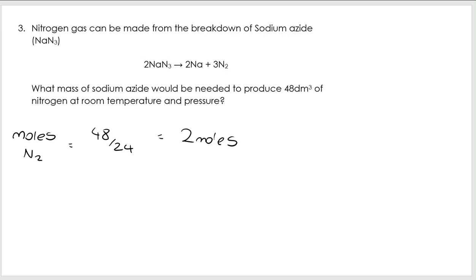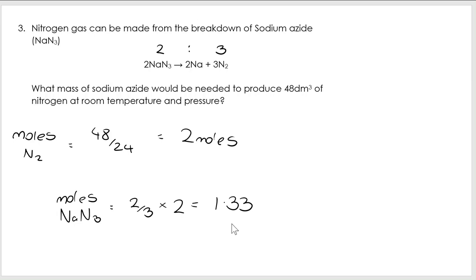And now let's try this one. We can see here I've already started the calculation, 48 decimeters cubed of nitrogen. So that means I've got 2 moles of nitrogen. There's a 2 to 3 ratio of sodium azide to nitrogen, and that means I can work out that I've got 1.33 moles of sodium azide. If I know the number of moles and I can find its Mr, which is 65, I can then find the mass, 86.6 grams.